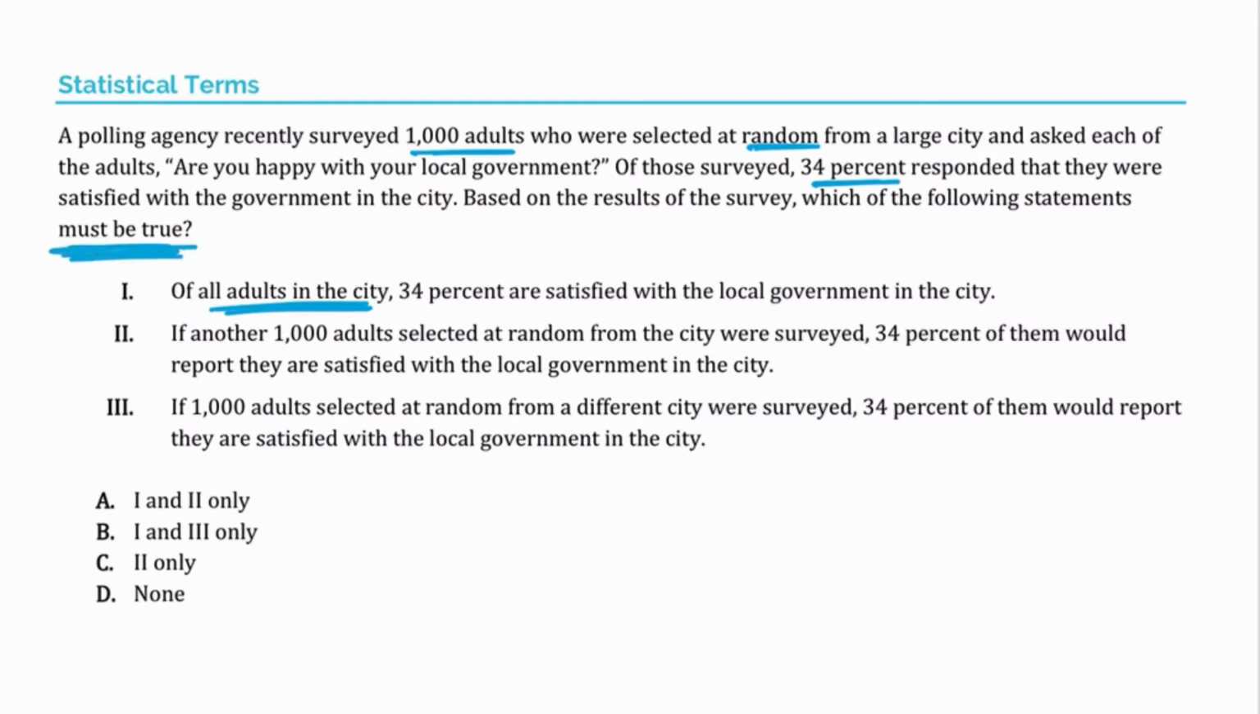Okay, so which one must be true? Option number 1, Roman numeral 1, definitely doesn't have to be true. It could be true, but it doesn't have to be true. So that's why it's out.